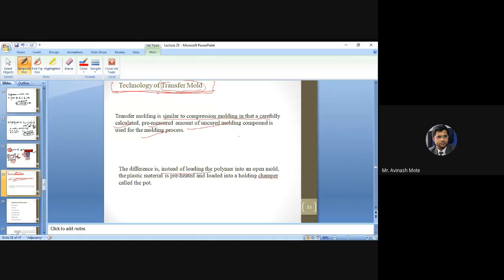Instead of loading the polymer into an open mold, the plastic material is preheated and loaded in a holding chamber called a pot. Only one difference. You will understand everything with one figure also. What are we doing in compression molding? Putting this raw material inside this cavity, and then by using some punch, we are compressing it.